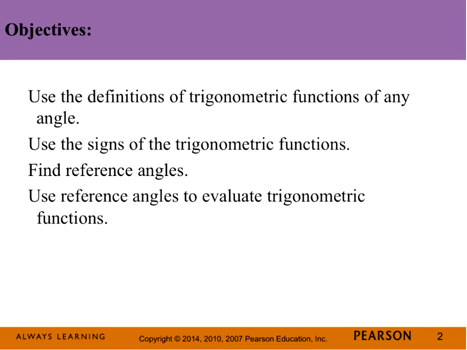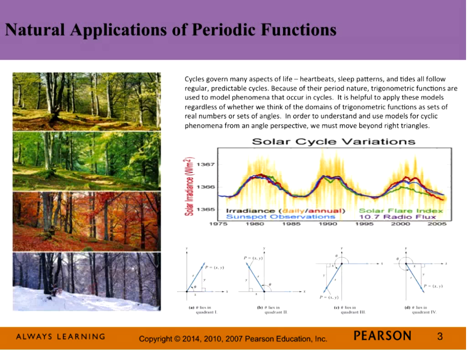Okay, so our objectives for this particular lesson: we're going to use definitions of trigonometric functions for any angle, which is not going to seem very different than what we've already done here. We'll just give them different letters or names for the sides, since we'll be dealing with coordinate points. We'll use signs of trigonometric functions. Now, that sign is not the sine function, but the sign as in positive and negative. We'll find reference angles, and we'll use reference angles to evaluate trigonometric functions.